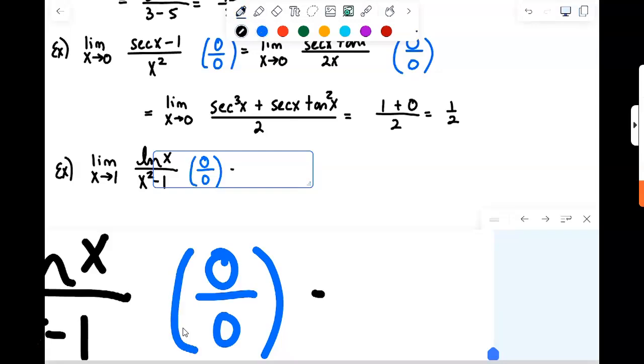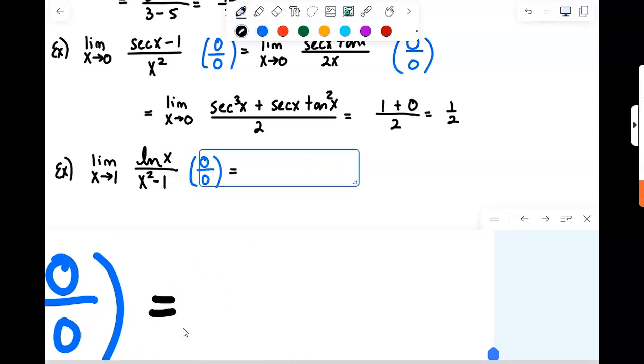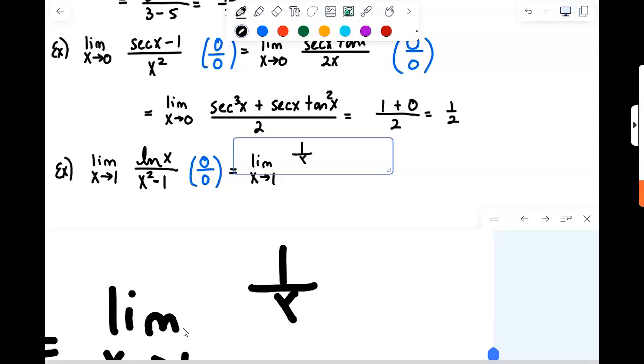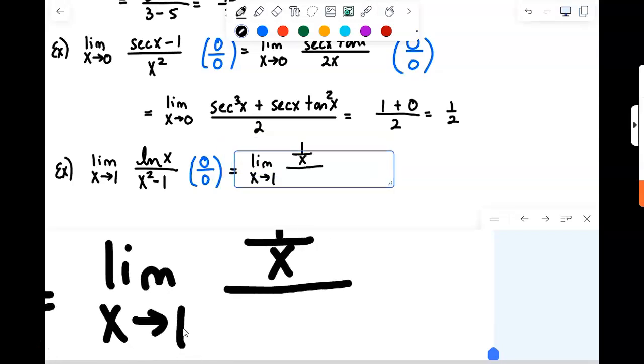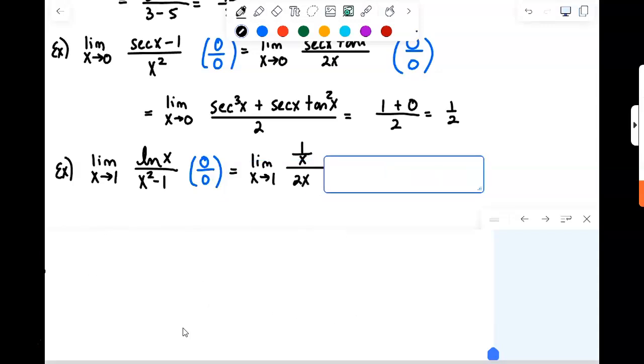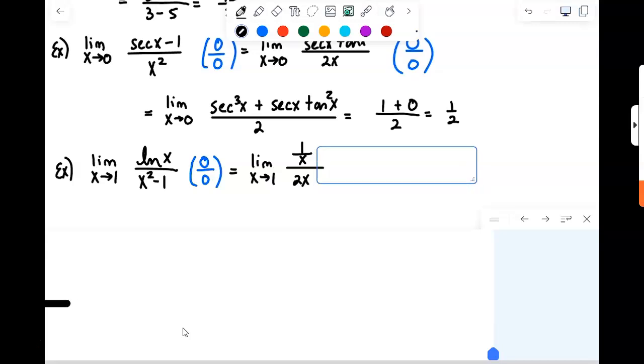So we evaluate by taking the derivative. Limit as x goes to 1 of the derivative of ln of x, which is 1 over x, over the derivative of x squared, which is 2x. This is no longer a 0 over 0 limit. So I just allow x to be equal to 1. Evaluate the top, it'll be 1. Evaluate the bottom. Turns out this one's also 1/2. This one is also 1/2.